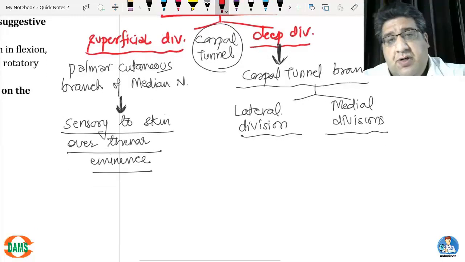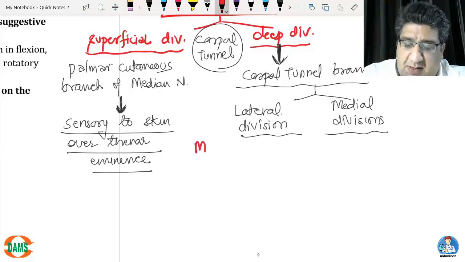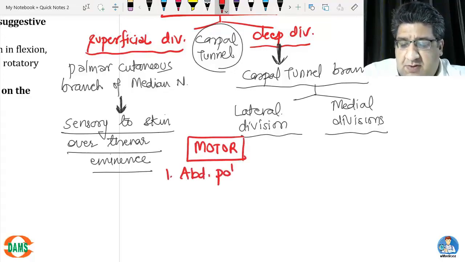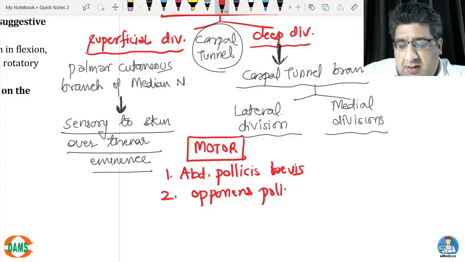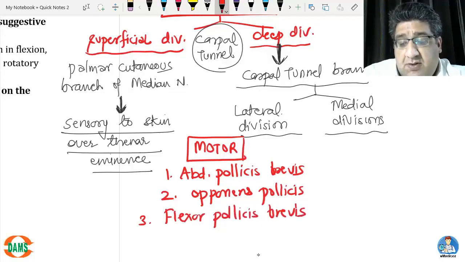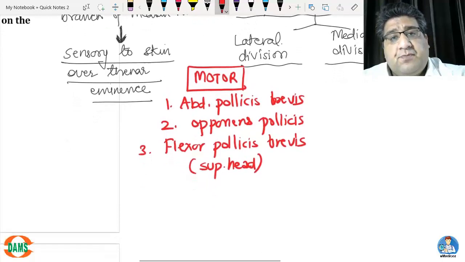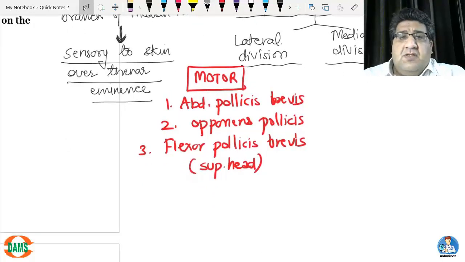Now a very interesting point is that the lateral division is mainly motor. Now when I say motor, what does that mean? That means that it supplies abductor pollicis brevis. I hope you remember the name of this muscle. It supplies opponens pollicis. It supplies flexor pollicis brevis, and even in flexor pollicis brevis, mind you, particularly the superficial head. So in the motor division: opponens pollicis, flexor pollicis brevis superficial head, and abductor pollicis brevis.